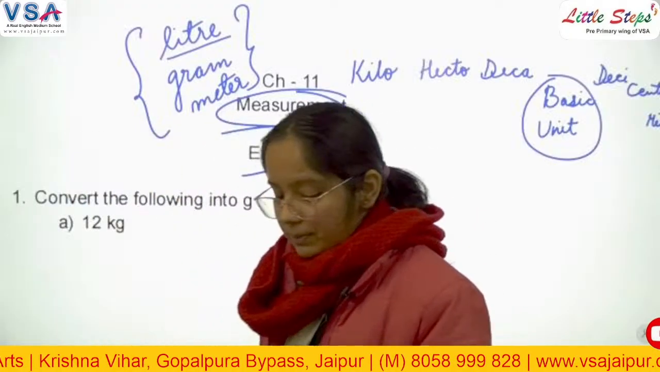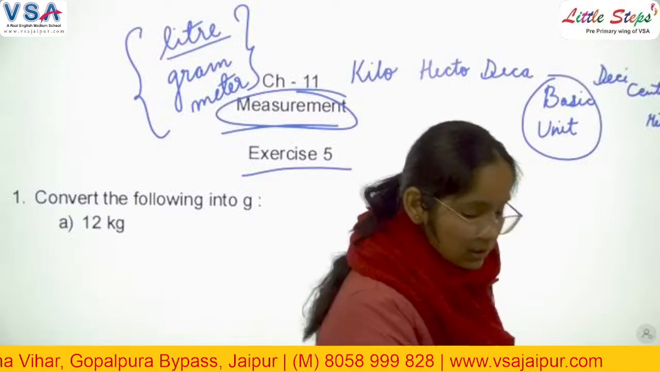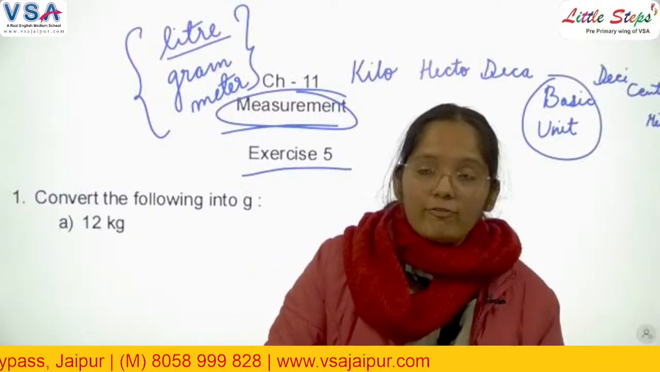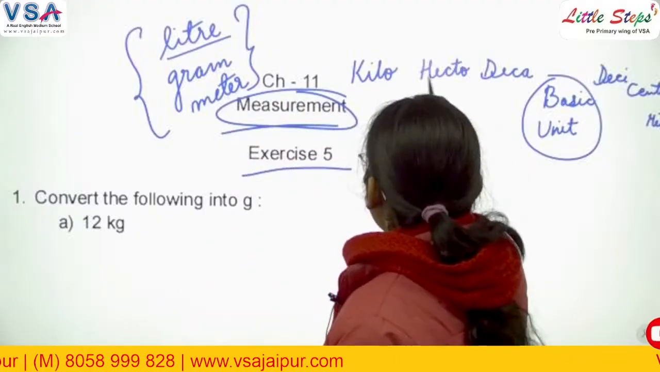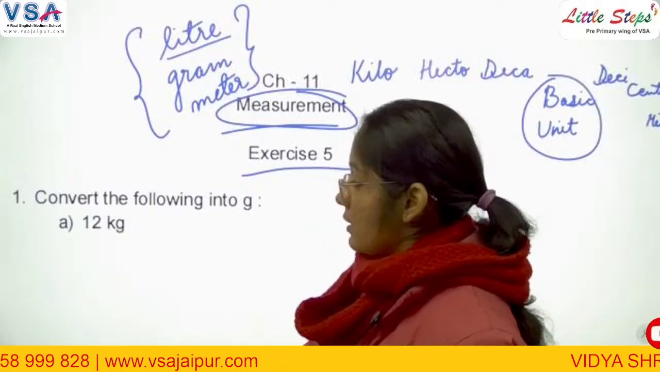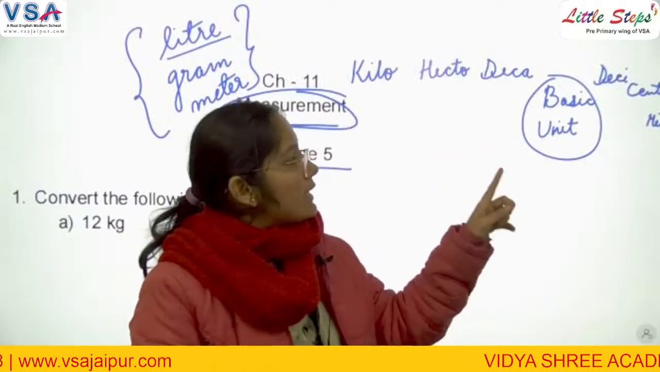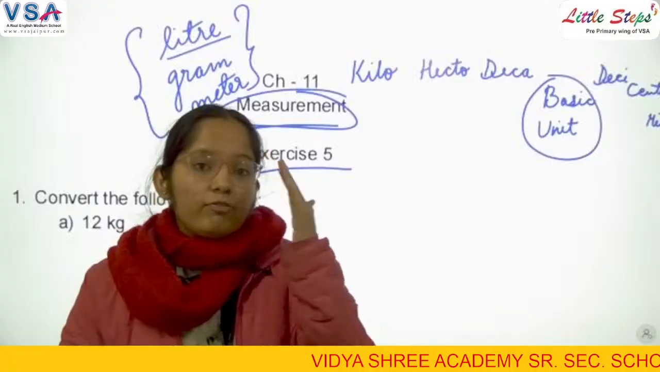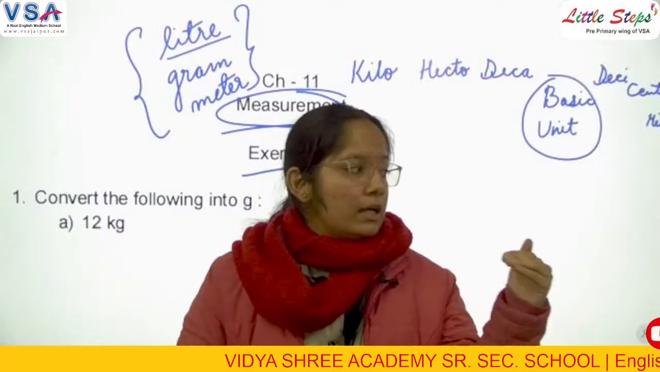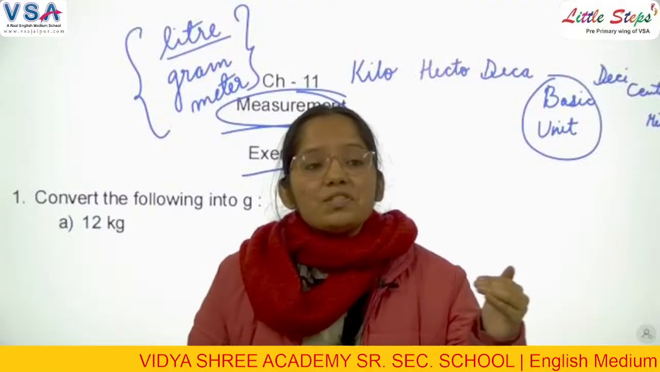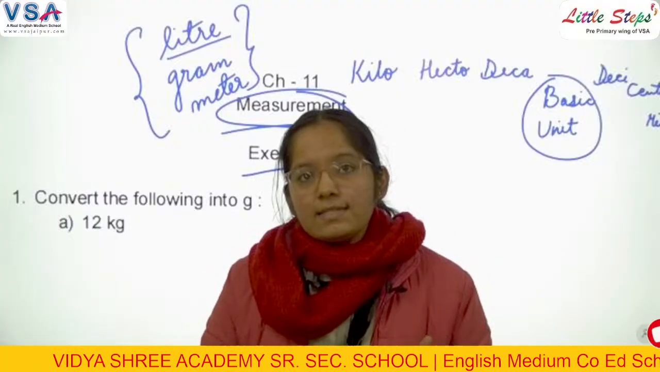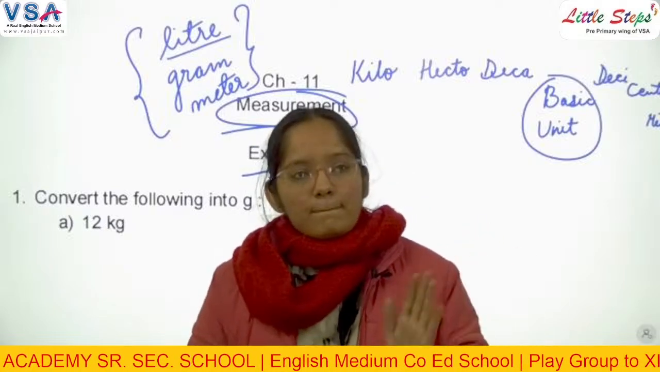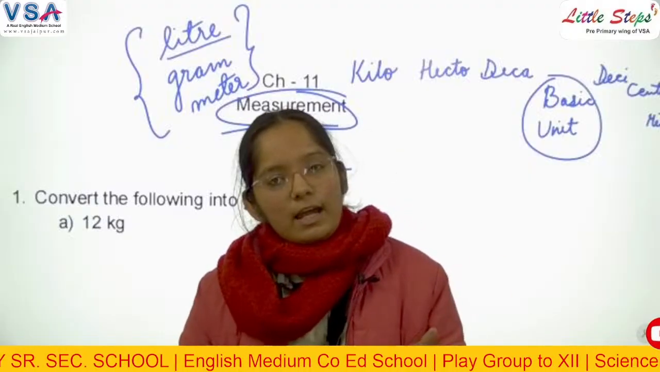And the next one is gram. That is the measurement of weight. Measurement of weight is done in grams. Therefore, it will be kilogram, hectogram, decagram, gram, decigram, centigram, and milligram. The third one is the measurement of distance or length. That is meter. It can be the length or breadth or distance from one place to another place. That will be in meter: kilometer, hectometer, decameter, meter, decimeter, centimeter, and millimeter.